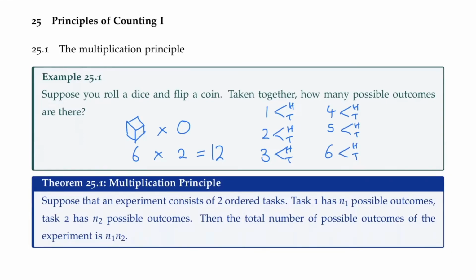So in general, if we have 2 ordered tasks and we have n1 possible outcomes for task 1 and n2 possible outcomes for task 2, that means that we just multiply those 2 things together, the n1 and the n2, and that gives me the total possible outcomes for these 2 different tasks.